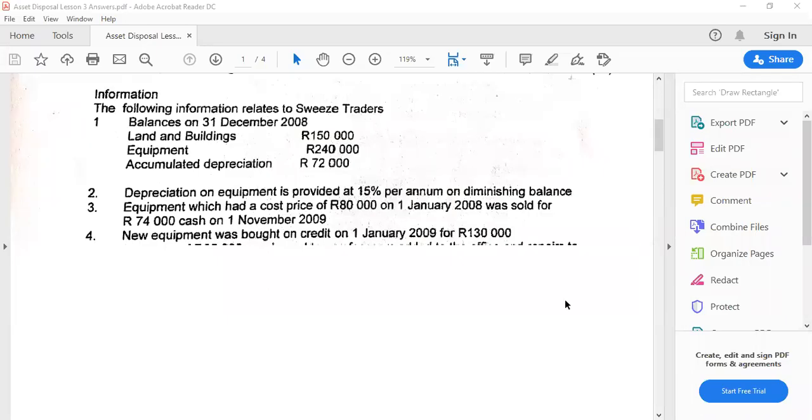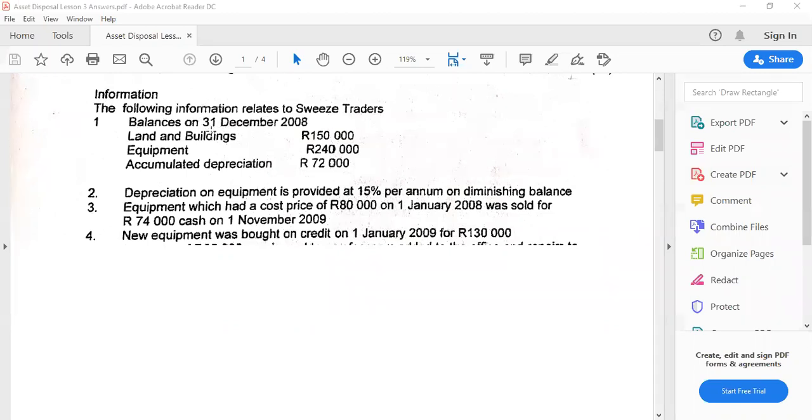Okay, I've started sharing my screen now, and this is the question. So we'll just have a quick read through. It says the following information relates to Swiss traders, and then it gives you the balances on 31st December 2008.